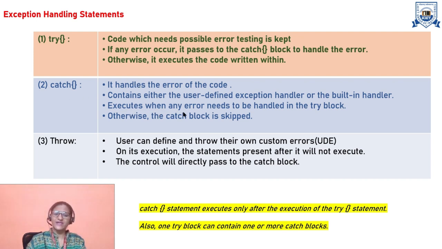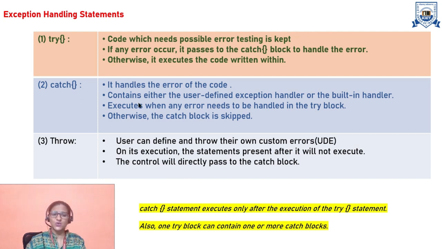It executes when any errors need to be handled in the try block. Otherwise, there is no work for the catch. Catch will be skipped. The next statement is throw. With the help of throw, the user can define and throw their own custom errors, user-defined exceptions. On its execution, the statements present after it will not get executed.